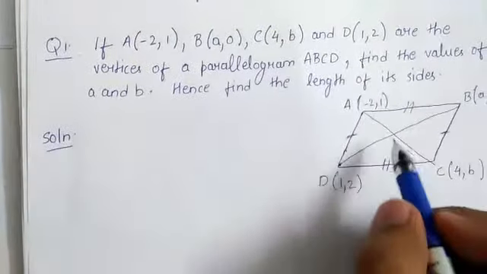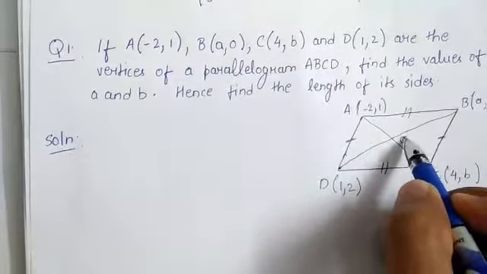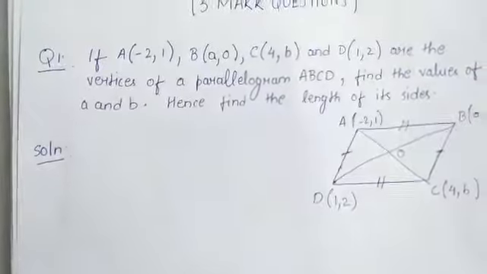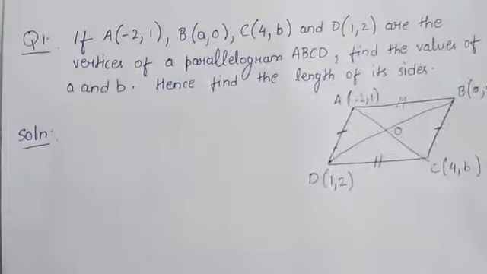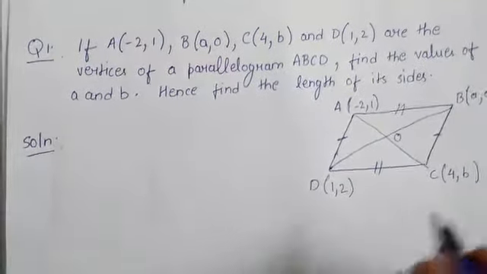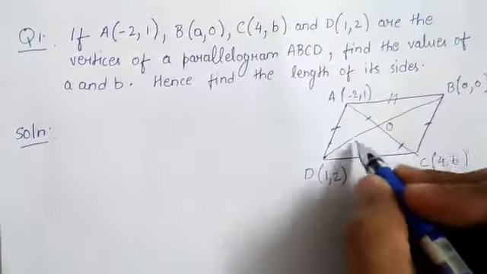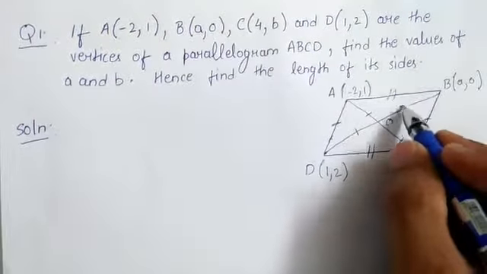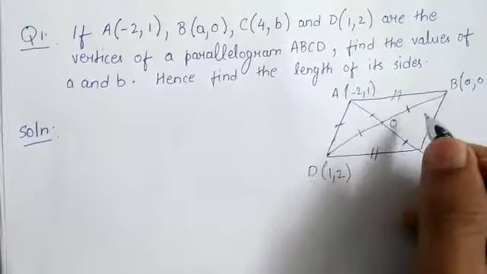So we have diagonals AC and BD. Let these two intersect at a point O. We know the property of a parallelogram: the diagonals of a parallelogram bisect each other. So we have OA equal to OC and OD equal to OB. Therefore O is the midpoint of AC as well as BD.